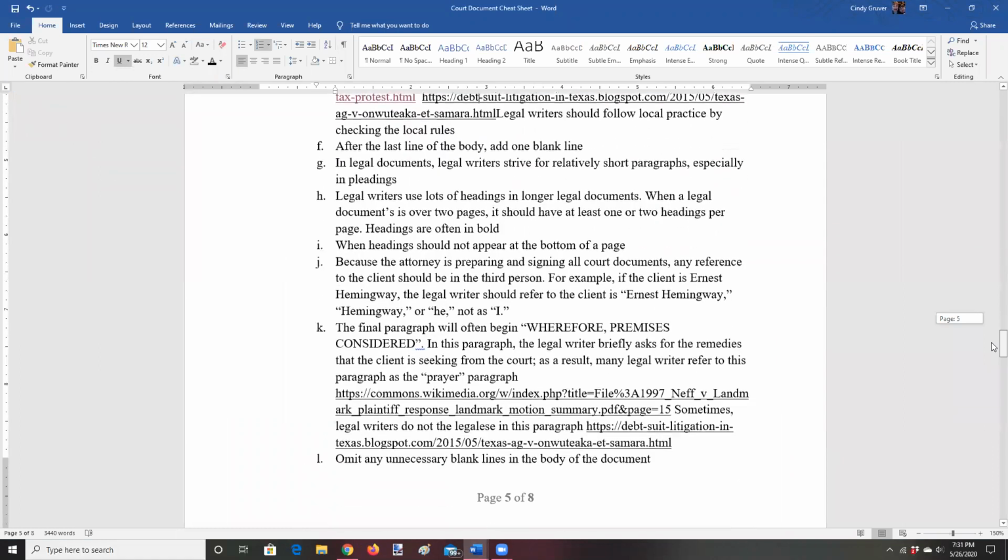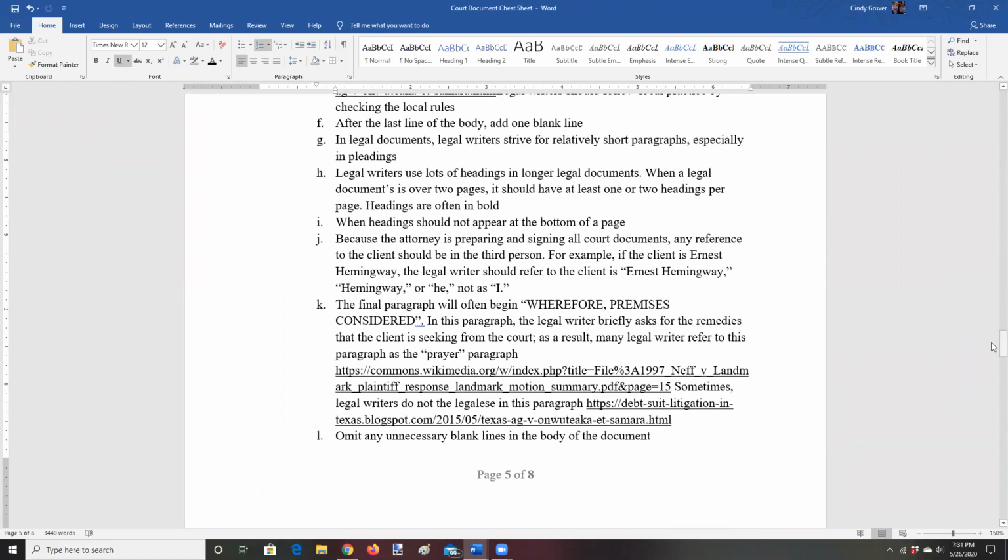So here are some pointers to think about. We've talked about the grammar things before, obviously. We want to make sure that we're proofing. We want to avoid passive voice. We want to avoid sentence fragments. We want to use commas appropriately. All of that goes without saying.